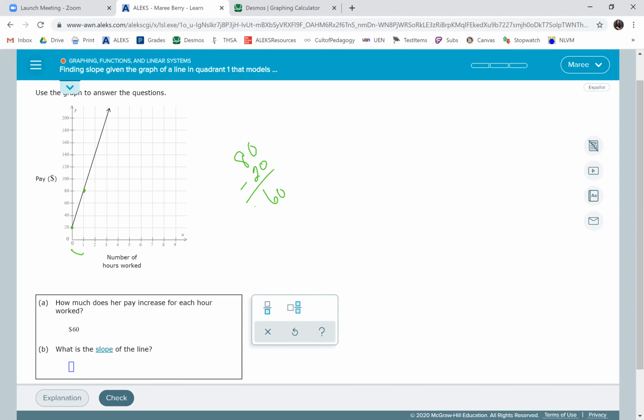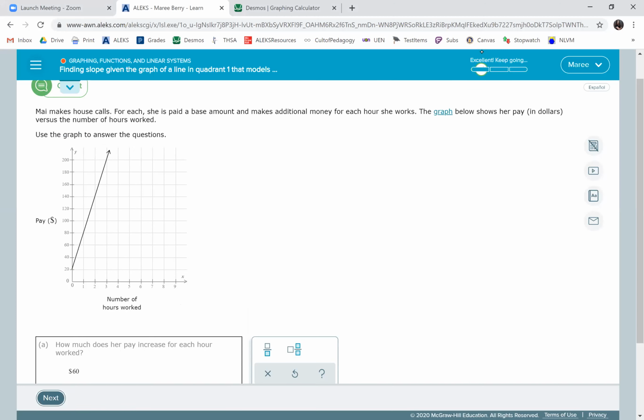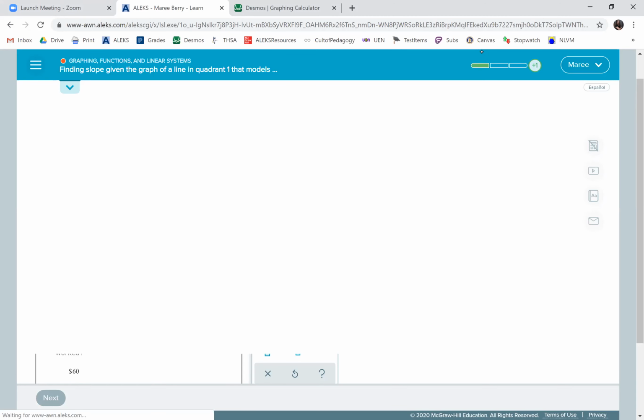What is the slope of the line? Well, we're going up 60 and over 1, so the slope is 60. Yeah, I believe these two are going to be the same every time. And we'll try one more just to double check. So whatever you get for the first answer, it should be the same answer for the second one.